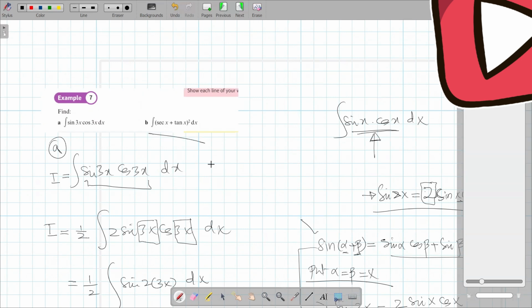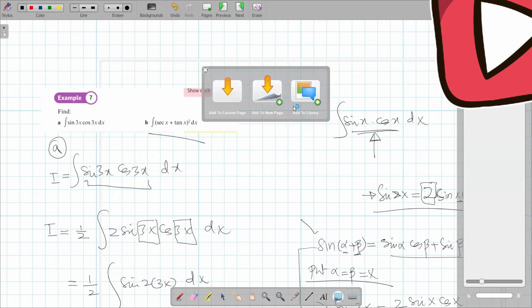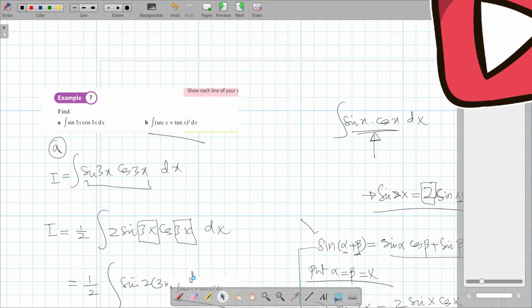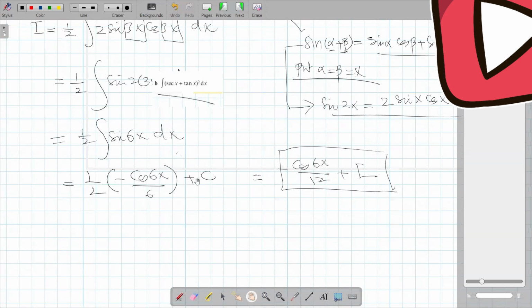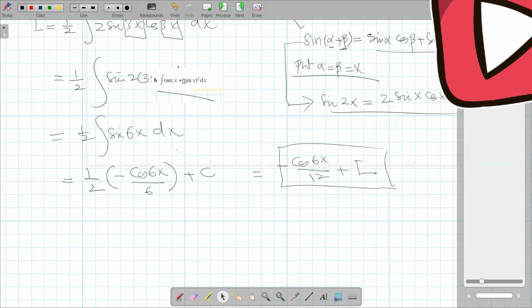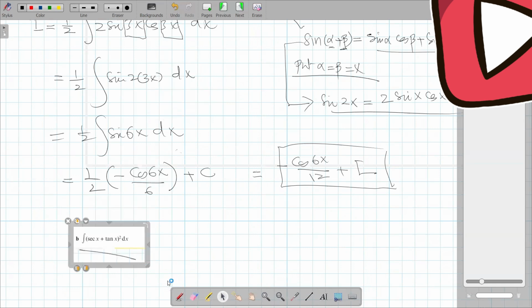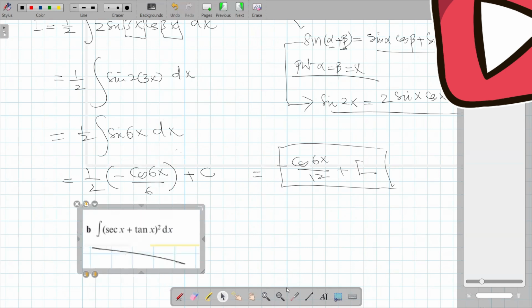What about this? Let's take it down and solve. How to solve this? Any idea?